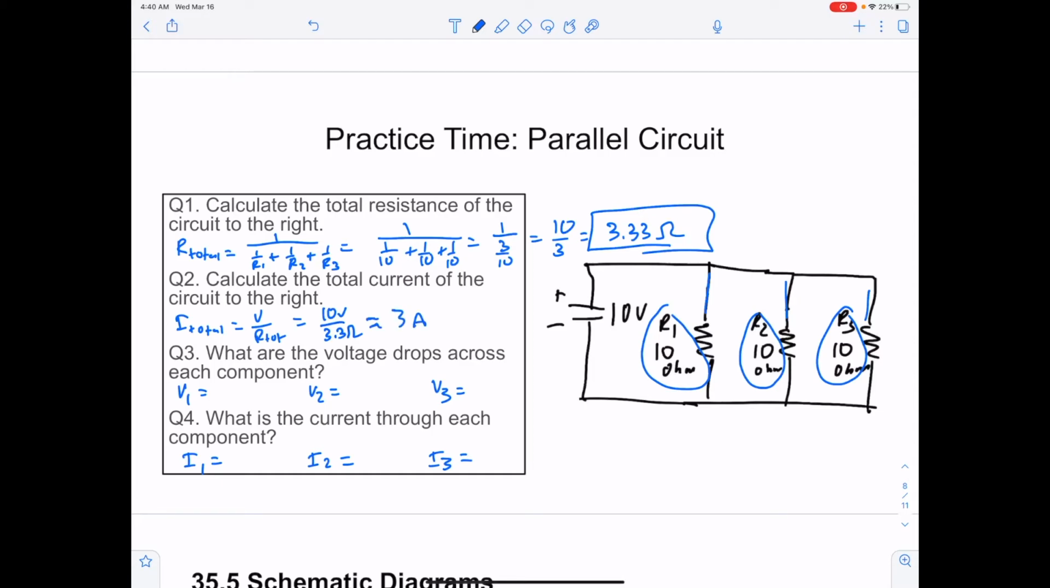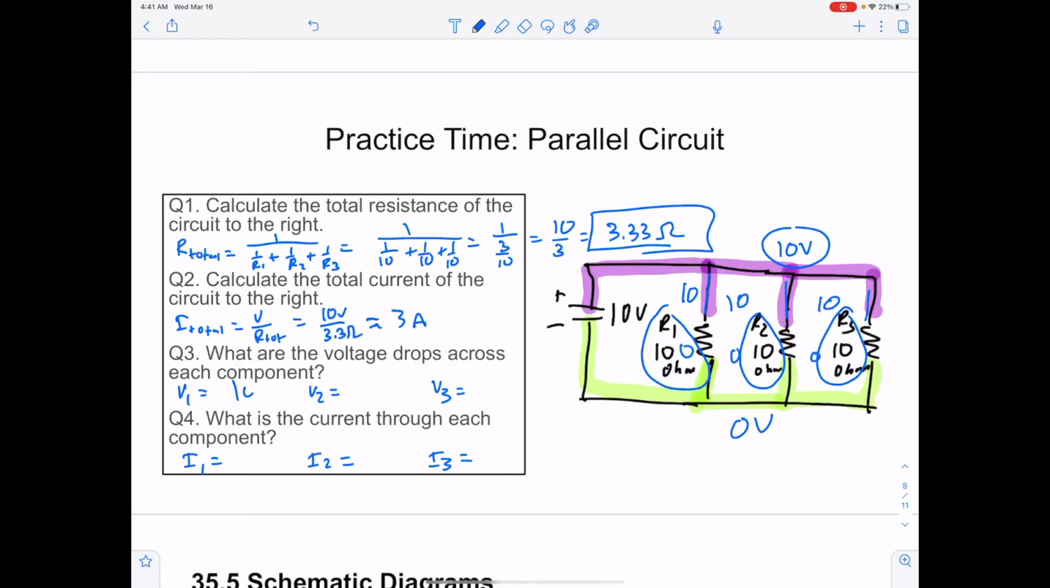Question 3, what are the voltage drops across each component? Okay, to help you out, as soon as this terminal of the battery is connected to this wire, this entire branch has the same voltage. That's 10 volts. Down here, same thing occurs. As soon as we have a wire connected to that terminal of the battery, we get the same voltage. So this is 0 volts. So our voltage drop across each branch is 10 volts.